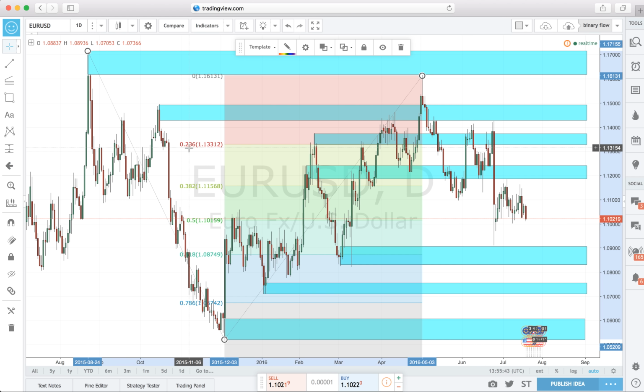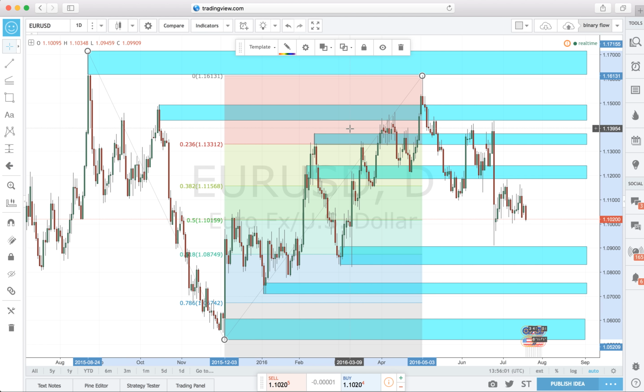And then the next one, 23.6%, is right at our next zone. So you can see how accurate these are, and putting the two together is a great strategy for swing trading.